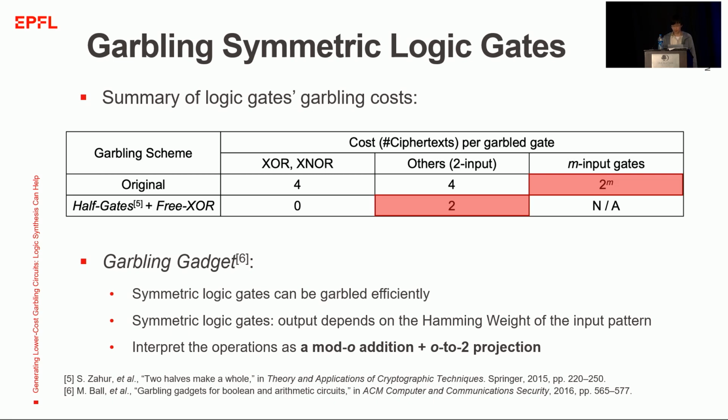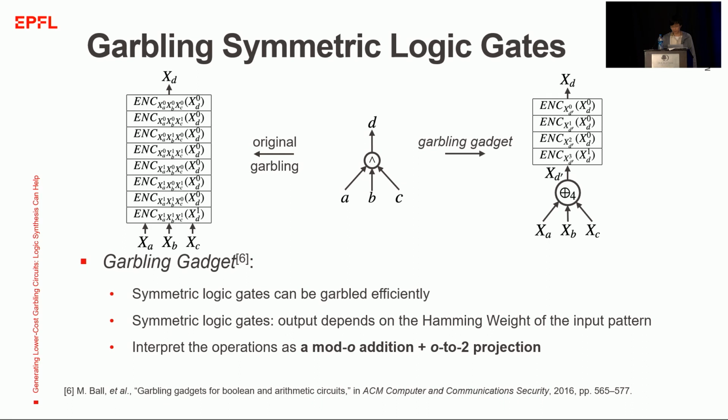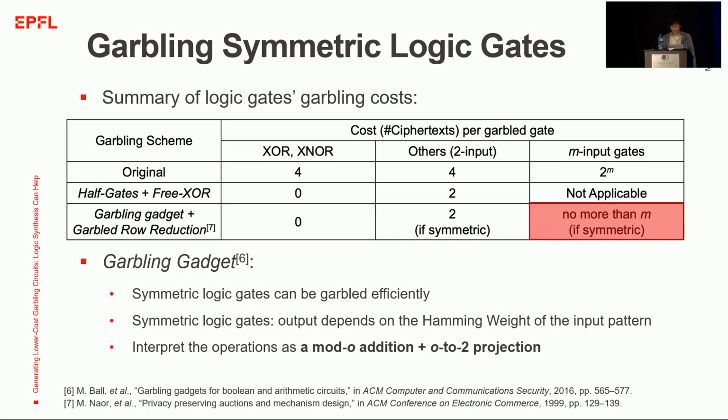For example, garbling a three-input AND gate previously requires an 8-entry encrypted table. In contrast, since there are 4 potential Hamming weights of the input pattern from 0 to 3, it can be garbled into a modulo 4 addition followed by a 4 to 2 projection, which needs only 4 entries of encrypted table. Then we can update our table of garbling costs per logic gate, interpreting an n-input symmetric logic operation as a modulo addition. The modulus is at most n, therefore their garbling costs are reduced from 2 to the power of n to no more than n. This observation indicates that symmetric gates can be efficiently garbled.